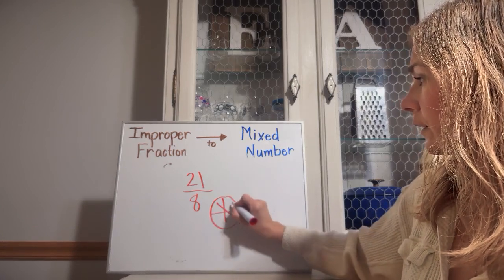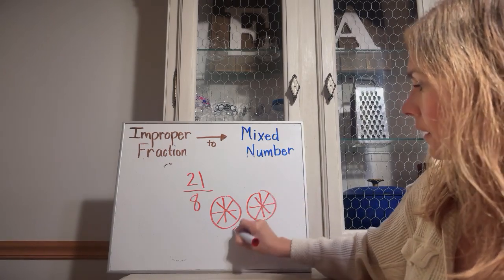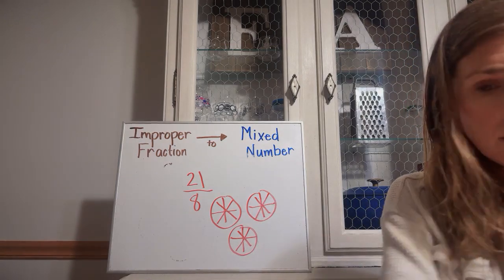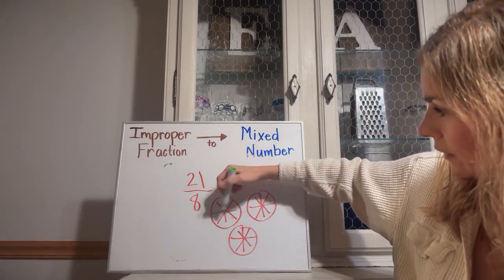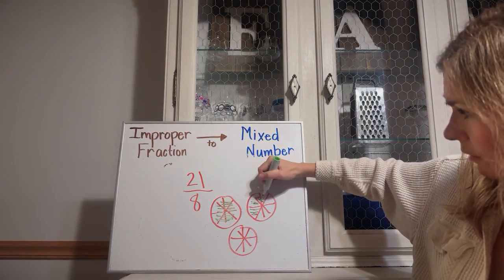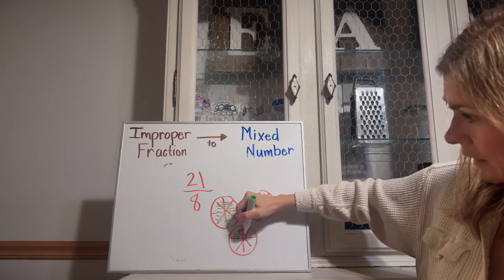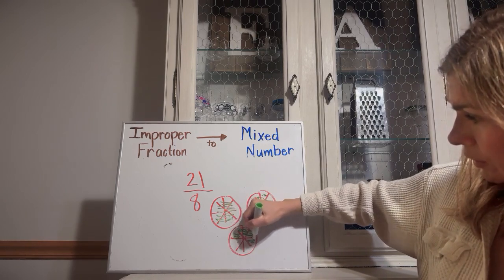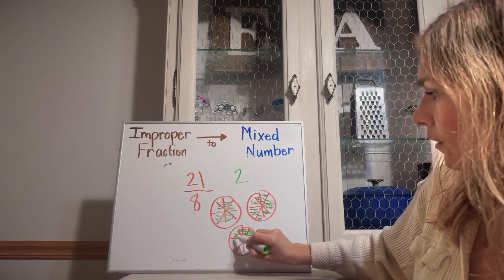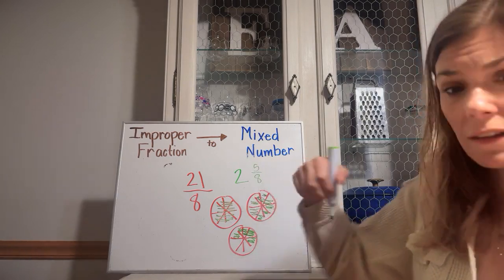So I'm going to cut my circle into eighths, and cut my circle into eighths, and cut my circle into eighths. And then I want to color 21 pieces. Hopefully your child knows that this is 8. So I'm going to shade them all. 8, 9, 10, 11, 12, 13, 14, 15, 16, 17, 18, 19, 20, 21. So Timmy and his friends ate 2 whole pies. And now the other pie, they ate 1, 2, 3, 4, 5 slices. So they ate 2 and 5/8 of the pizza.